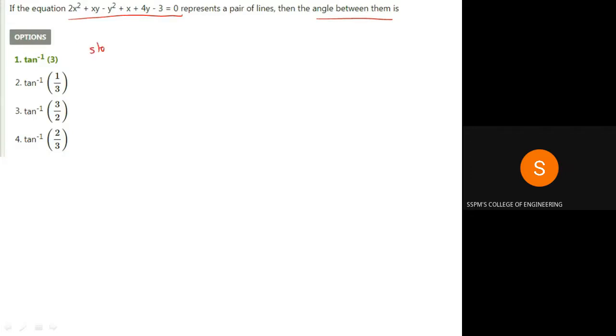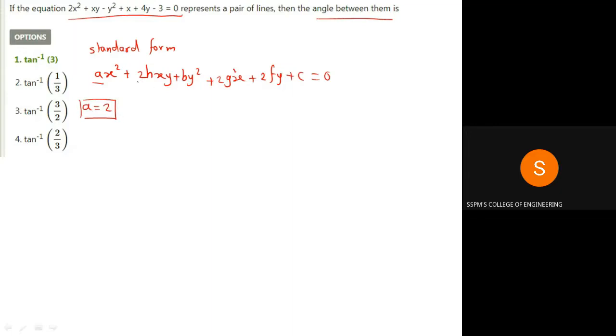So, what is the standard form? It is ax square plus 2hxy plus by square plus 2gx plus 2fy plus c is equal to 0. This is the standard form. Now we will compare the given equation with the standard form. What we get? Coefficient of x square is a, so a is equal to 2.